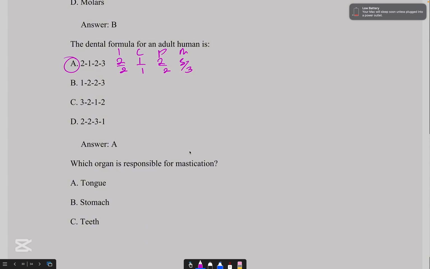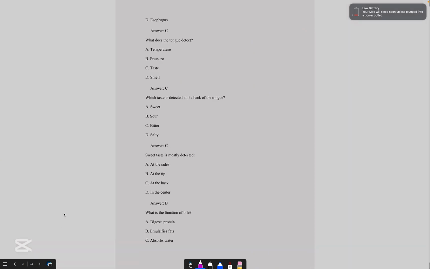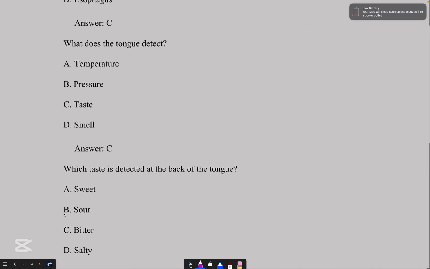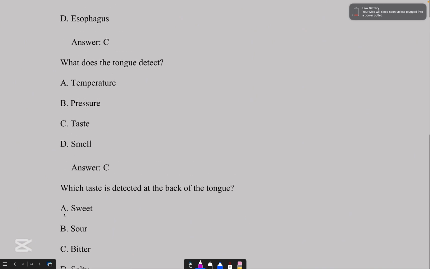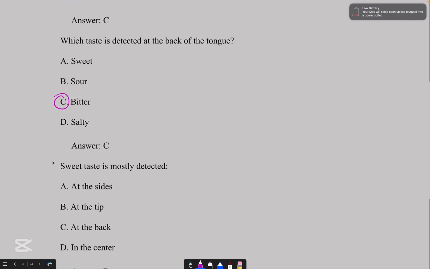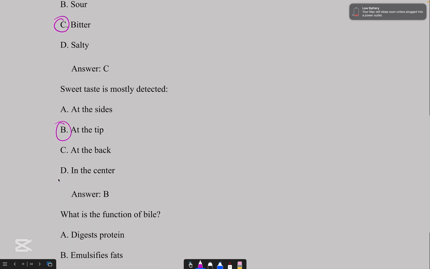Which organ is responsible for mastication? Mastication, I tell you, is to chew. It is the teeth. Option C. All right. Then, what does the tongue detect? So now, a very simple question. Taste. Which taste is detected at the back of the tongue? Bitter taste. Sweet taste is mostly detected at the what? At the tip of the tongue.